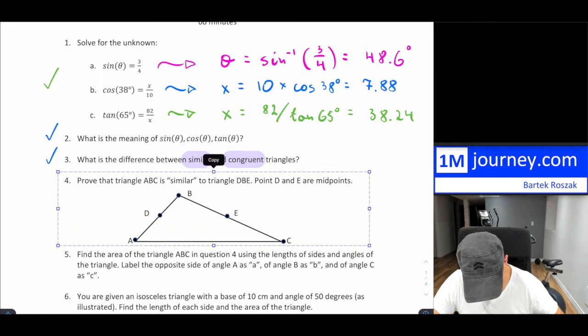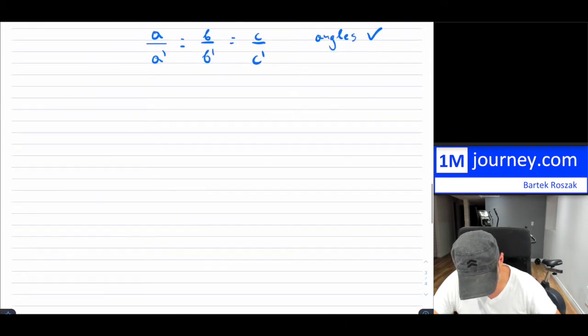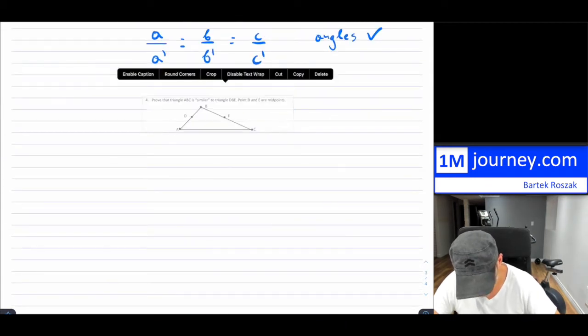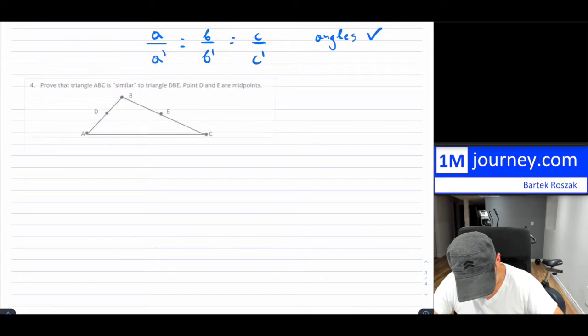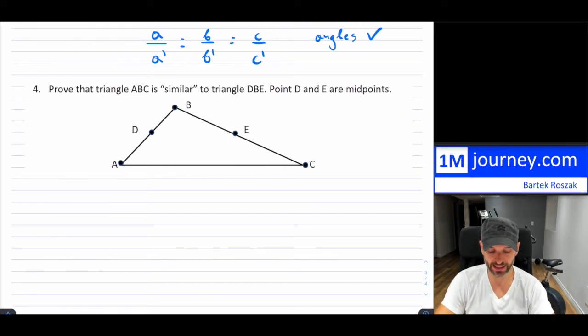So another good question right here. Let me copy this, bring it down. Let's try to work on this one. So for this, prove that triangle ABC is similar to triangle DBE. Points D and E are midpoints. So this really just tests your understanding of triangles and midpoints.